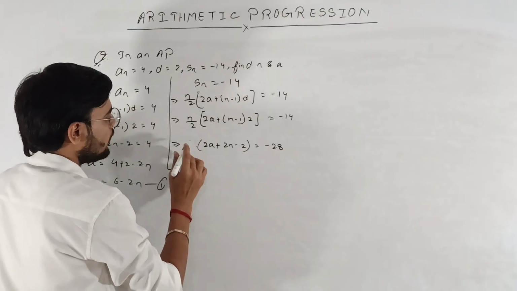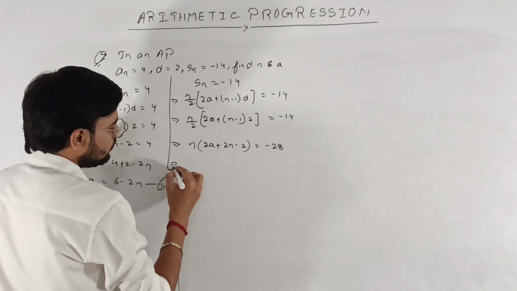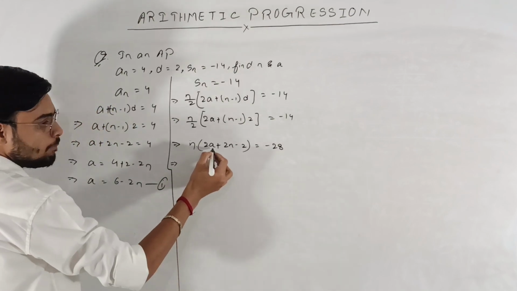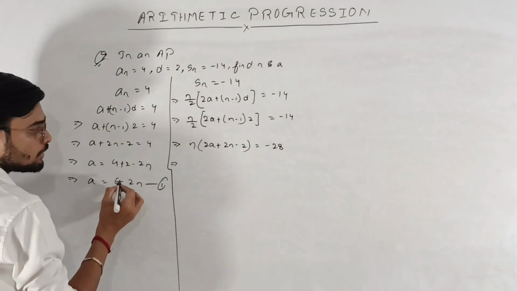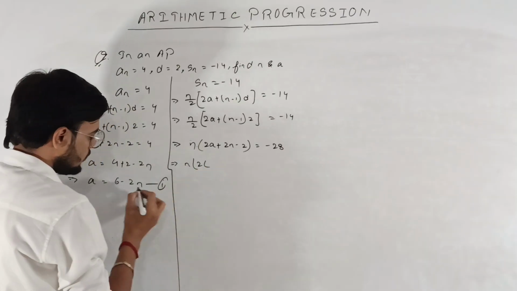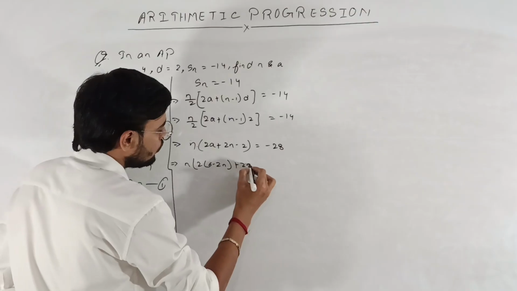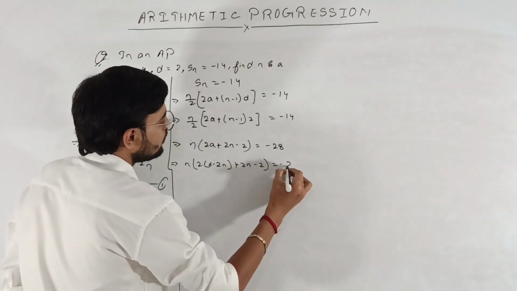Okay, this is only n. Now in place of a, put this 6 minus 2n. In place of a, we put 6 minus 2n. So 6 minus 2n, plus 2n minus 2, is equal to minus 28.